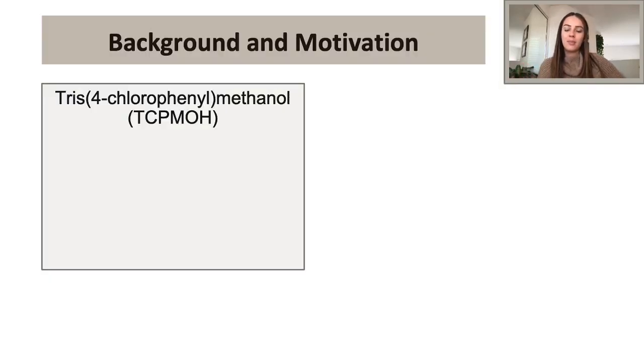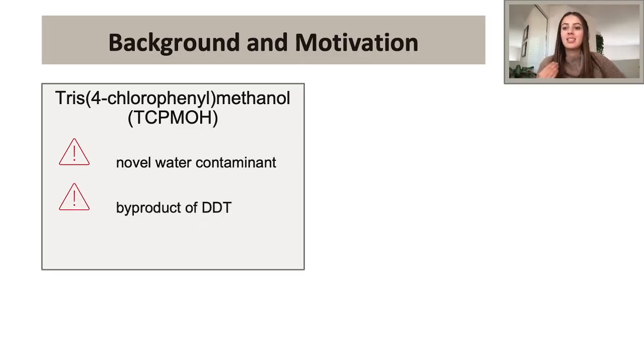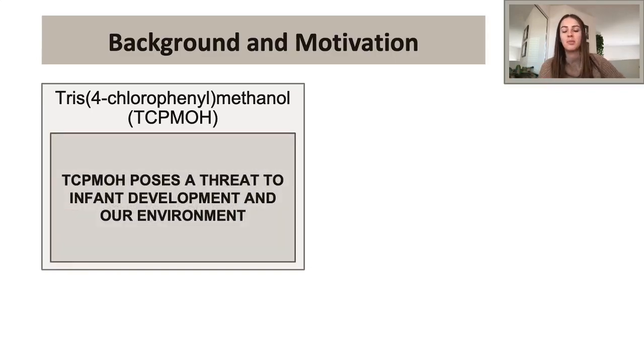So a little bit about what TCPMOH is. It is a novel water contaminant that has been recently found in our environment. It is thought to be a metabolite or byproduct of DDT, which is a known compound to have extreme harmful environmental effects. And lastly, it has even been found in human breast milk. With all this being said, TCPMOH poses a threat to infant development and our environment.